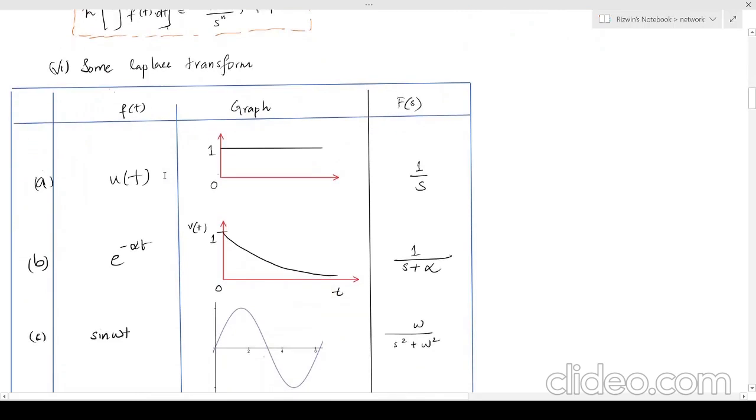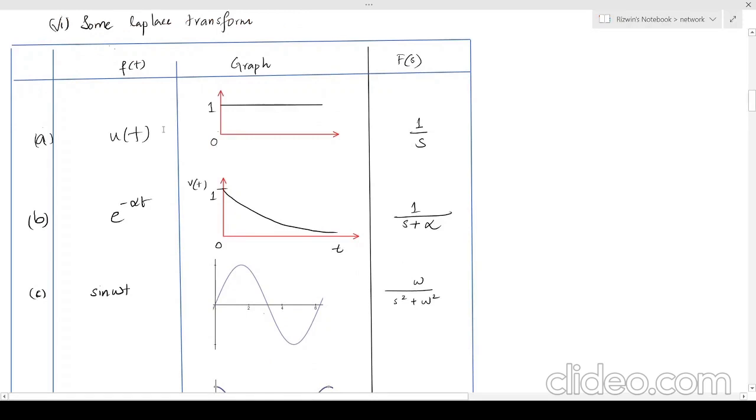Now, as we study circuit theory, we require a number of shortcuts, or transformations of functions, to be known. So here we are discussing a few transforms of functions. These are standard signals that we deal with. I have listed f of t as the time domain signals, and F of s as its s domain, its Laplace transform. So u of t is just the step input.